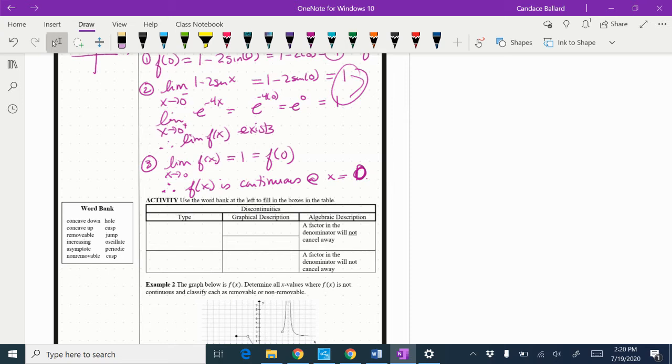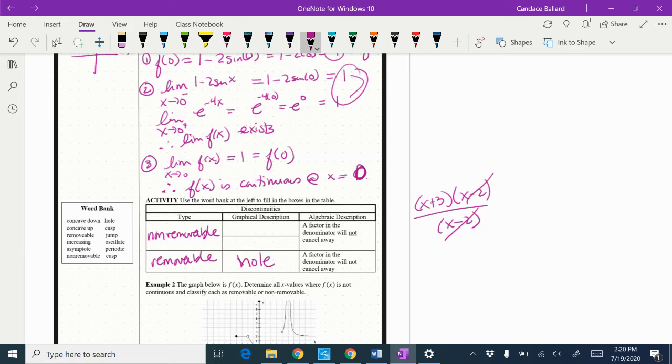So we told you there's 2 different types of discontinuity. There is non-removable, and I would put non-removable with a factor, a denominator that will not cancel away. And then there's removable. So our graphical descriptions is, sometimes we get to our limits and we have a limit that comes up like this, and we're able to cancel something. When we're able to cancel something, that becomes a hole in the graph. So we know that that is a hole when the denominator will factor away.